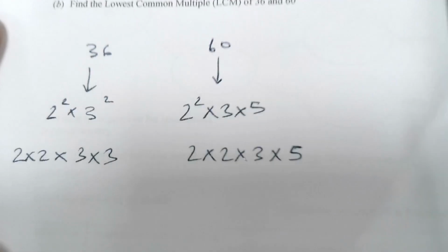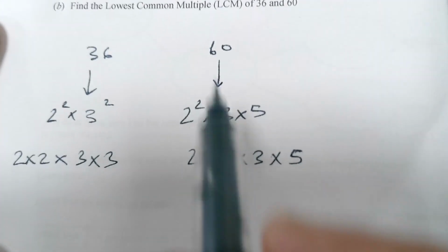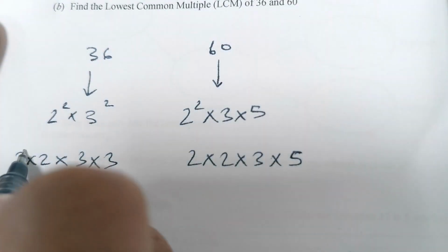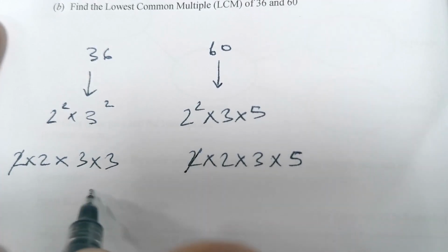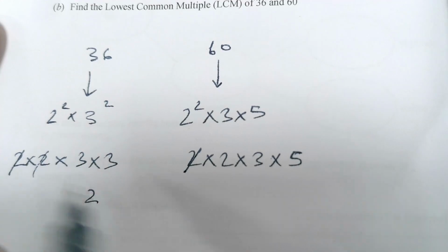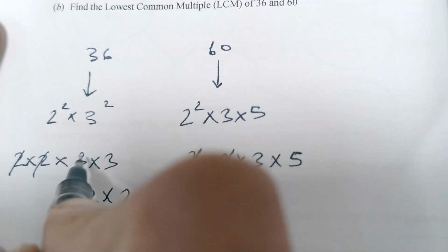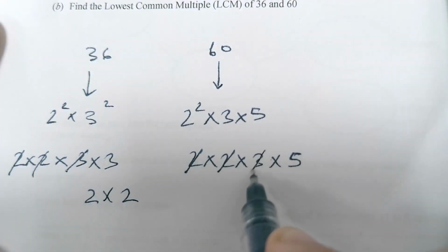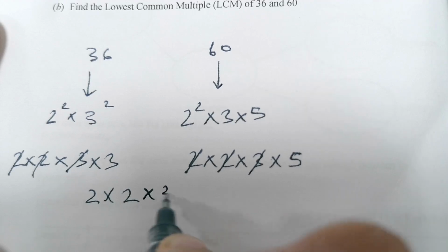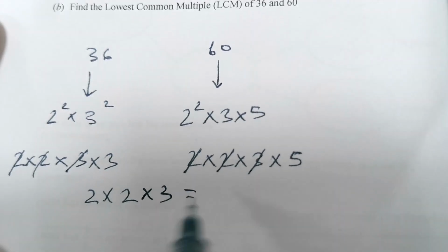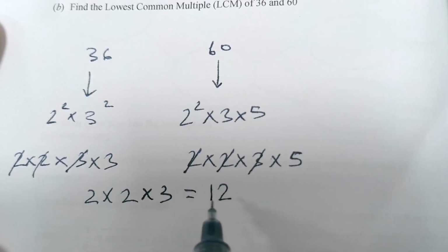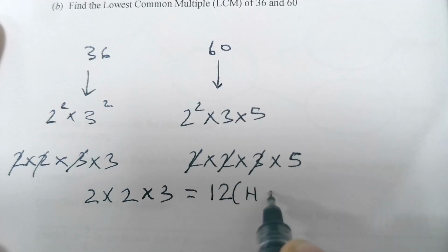Now similarly, like in the previous question, you look for what's common. So I've got a 2 there and a 2 there, so I'll write 2. I've got a 2 there and a 2 there, so I'll write another 2. Then I have a 3 there and a 3 there, so I'll write 3. This gives me 12 as the highest common factor.